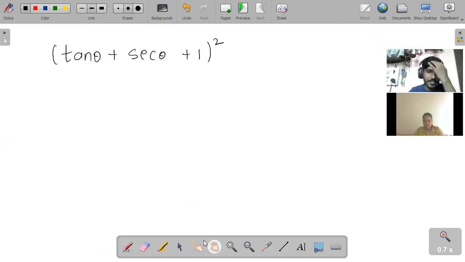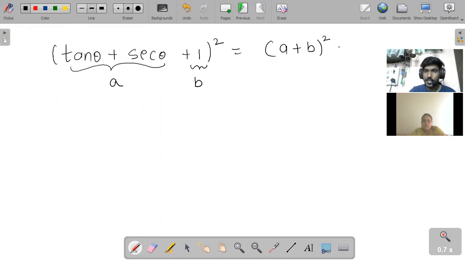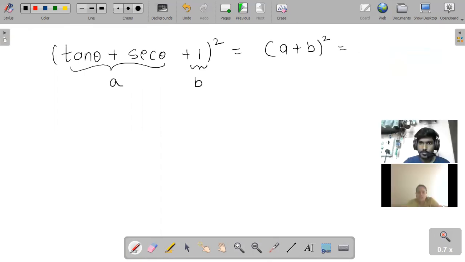Now, for the numerator, I just want you to take this to be A and take this 1 to be B. If you see carefully, this will become A plus B, the whole bracket square. What is the formula of A plus B whole bracket square? A square plus 2ab plus b square. Now I will expand this using this formula.